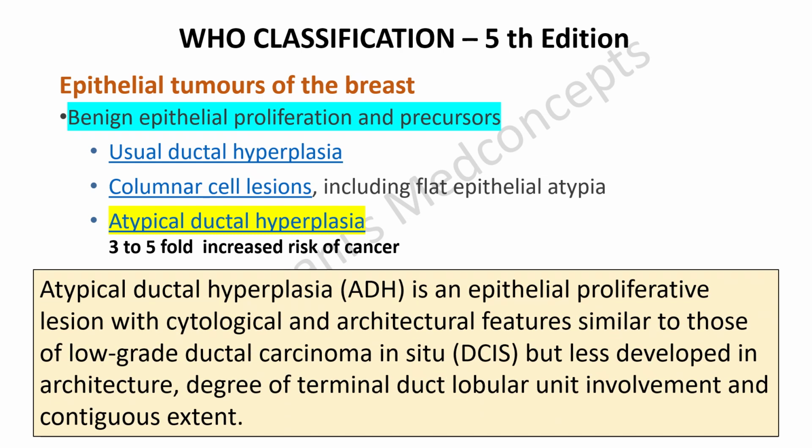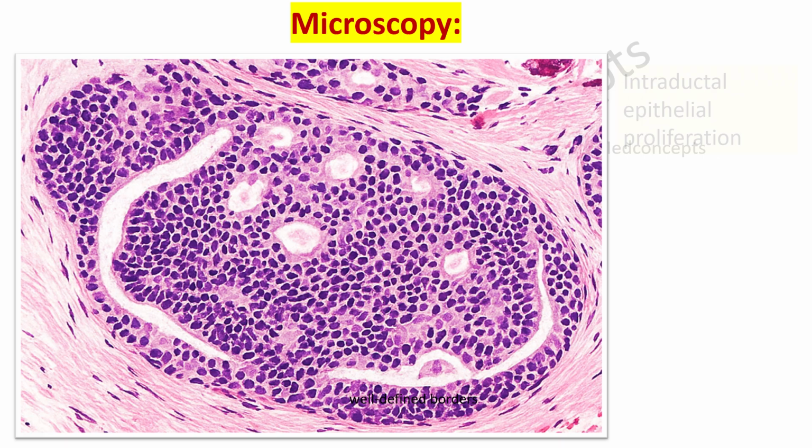Coming to definition of atypical ductal hyperplasia, it is an epithelial proliferative lesion with cytological and architectural features similar to that of low-grade ductal carcinoma in situ. But these features are less developed in architecture, degree of terminal duct lobular unit involvement, and contiguous extent.